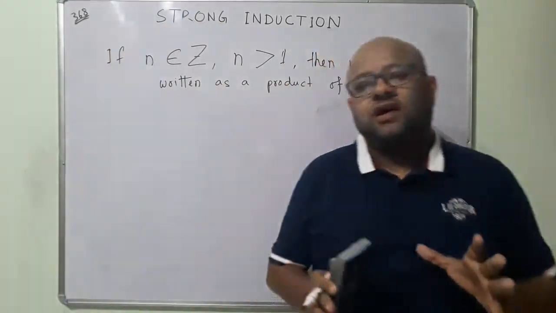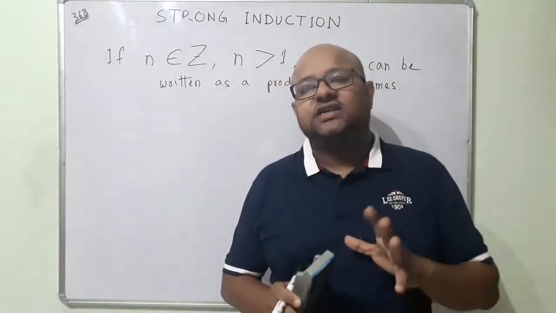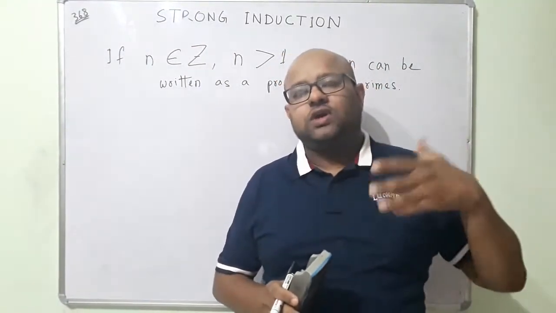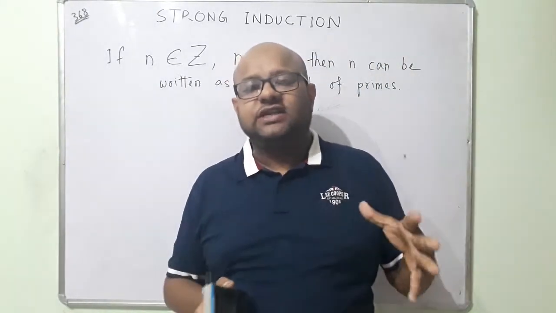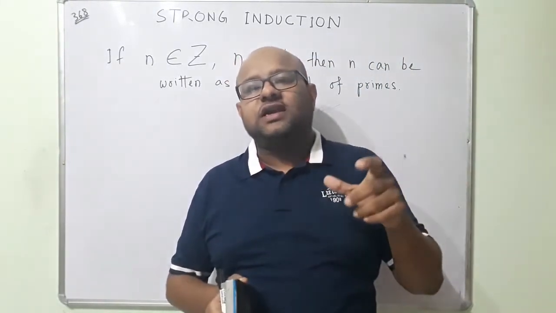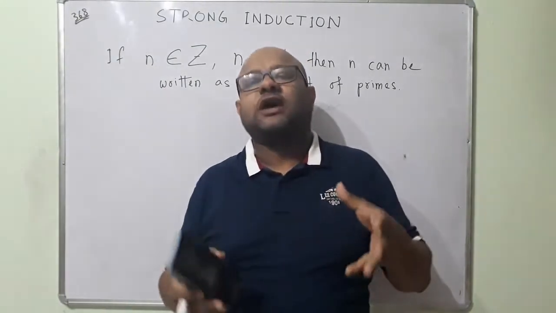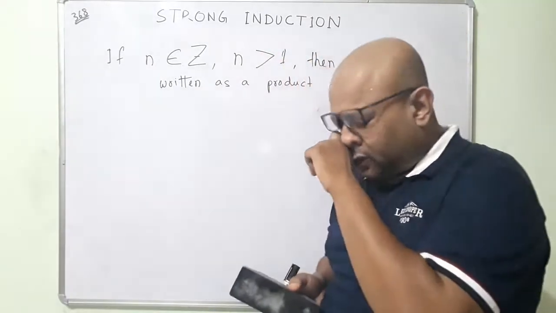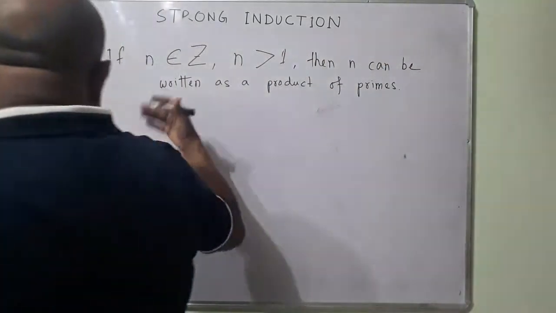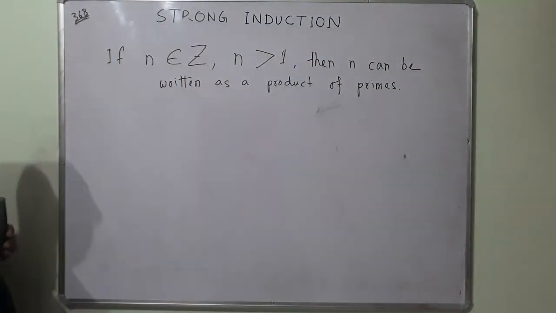So if I take any integer greater than or equal to 2, so greater than 1 means 2, 3, 4, any positive integer, it can be written as a product of primes. So I can do prime factorization of any integer. Alright, so I have to prove this. Now I will try to prove this with strong induction.